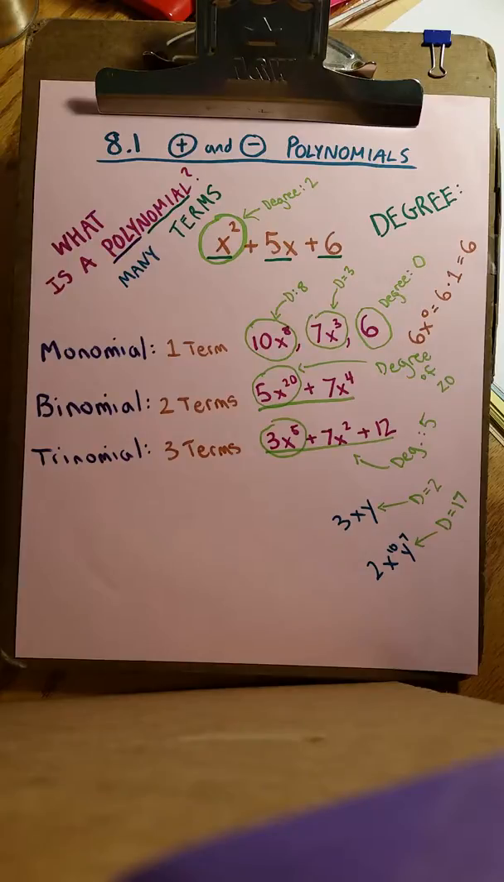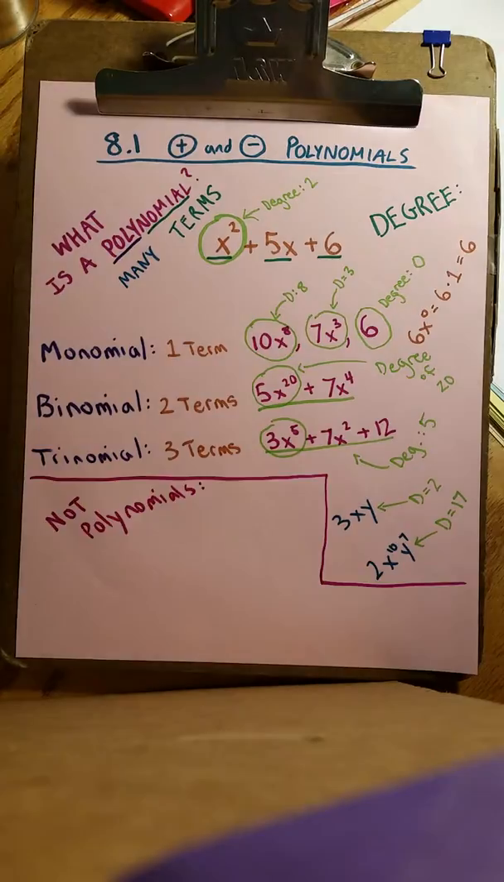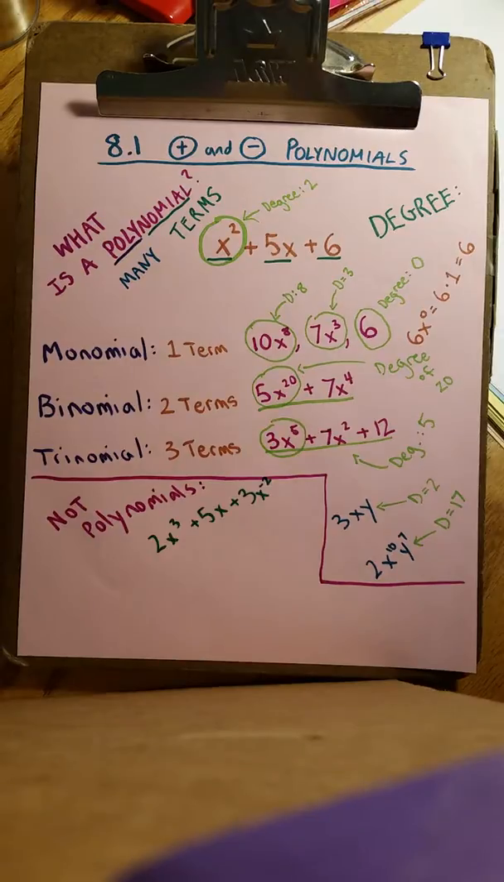Let's look at a few examples of things that are not polynomials. First of all, you are not allowed to have negative exponents. This is not a polynomial because 2x to the third plus 5x plus 3x to the negative second has a negative exponent.